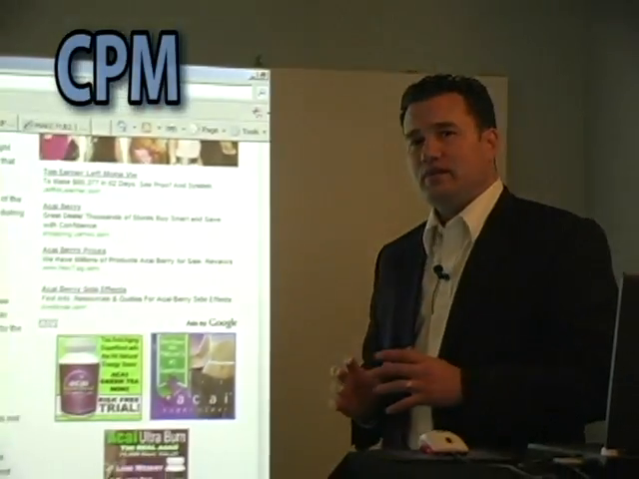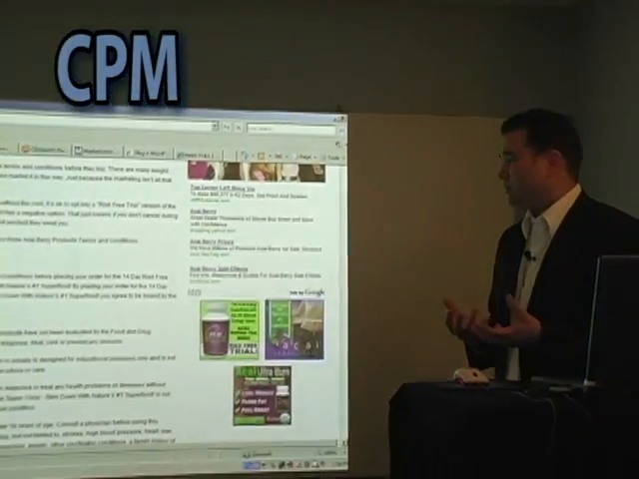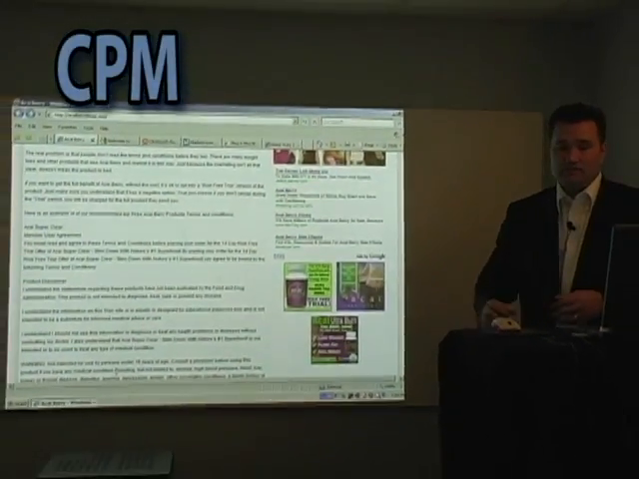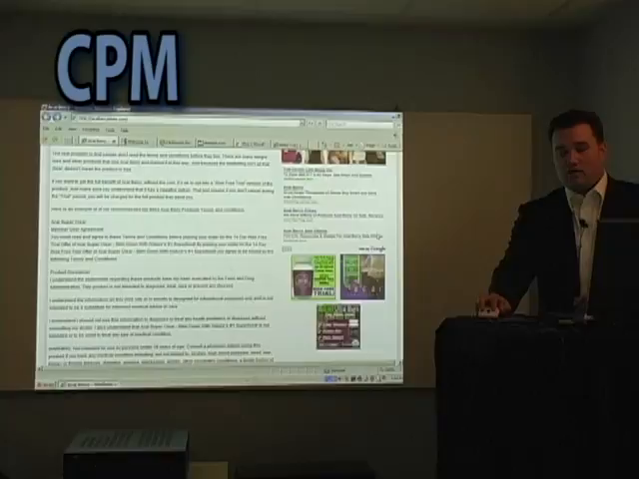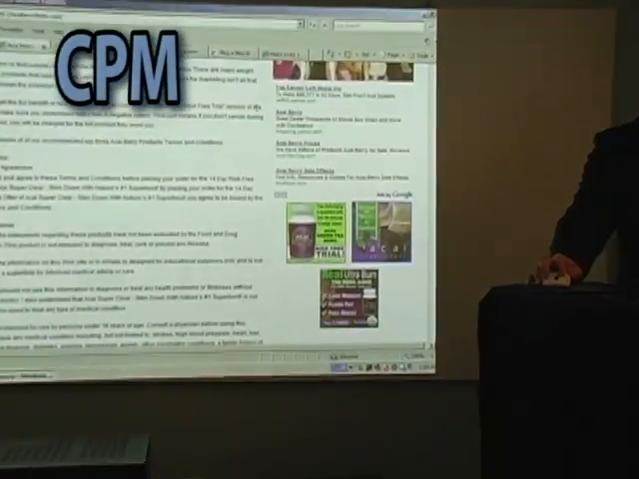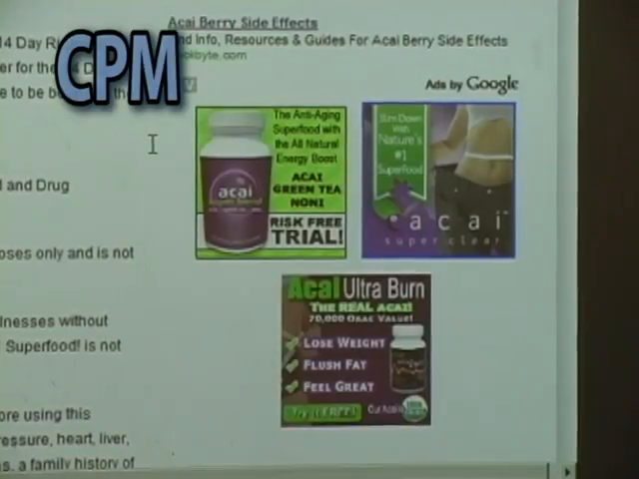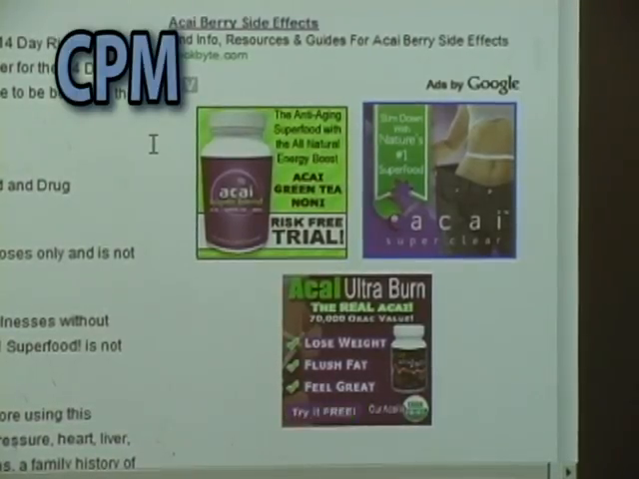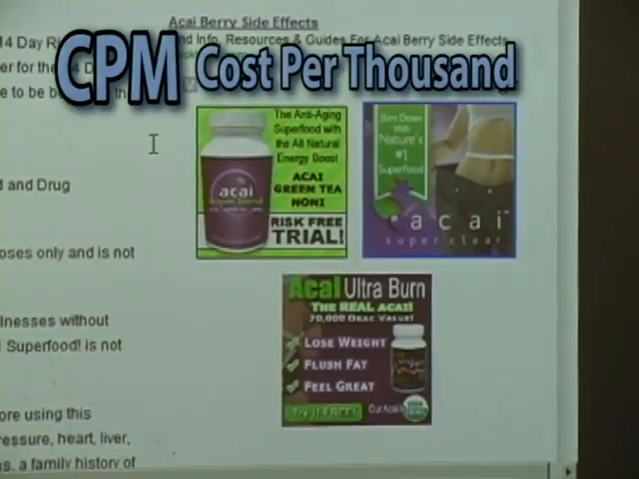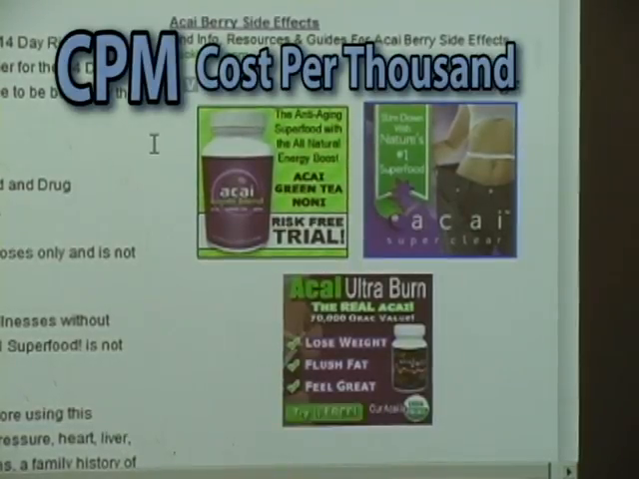CPM traffic is when all I have to do is get people to see the ad itself. So for instance, right now you're viewing several ads on this website. And since you have seen those ads, I can get paid. That's if I'm being paid on a CPM basis. CPM stands for cost per thousand. I actually get paid for every 1,000 eyeballs that I get to see the ad.